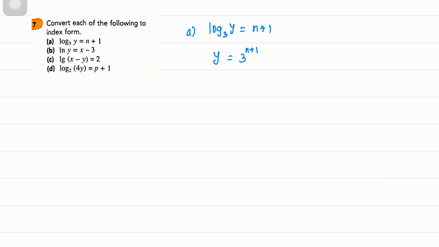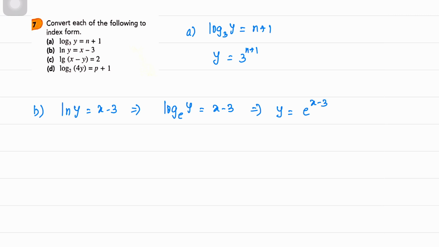Now we'll move on to B. Natural log of y equals x minus 3, and this is log base e of y equals x minus 3. So that implies y equals e raised to x minus 3.